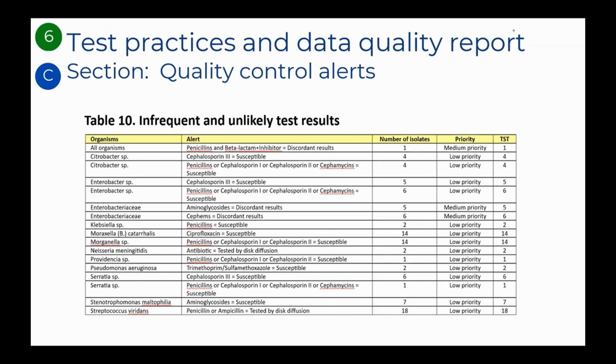In Table 10, we see a summary of the quality alerts for infrequent or unlikely test results, such as Klebsiella pneumoniae susceptible to ampicillin and Escherichia coli susceptible to amoxicillin but resistant to amoxicillin clavulanic acid.